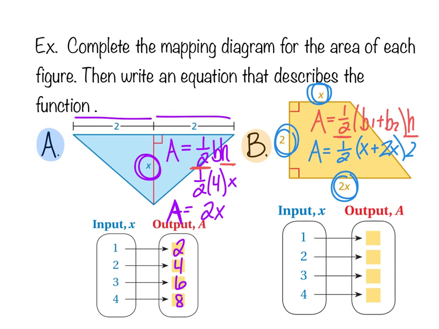So if we simplify this, we can scratch out the half and the 2, because they will cancel each other out, leaving us with just x plus 2x, which is 3x. So the area formula for this specific trapezoid, our function, is A equals 3x. So if we plug in 1, we get 3. If we plug in 2, 3 times 2 is 6. 3 times 3 is 9. And 4 times 3 is 12.